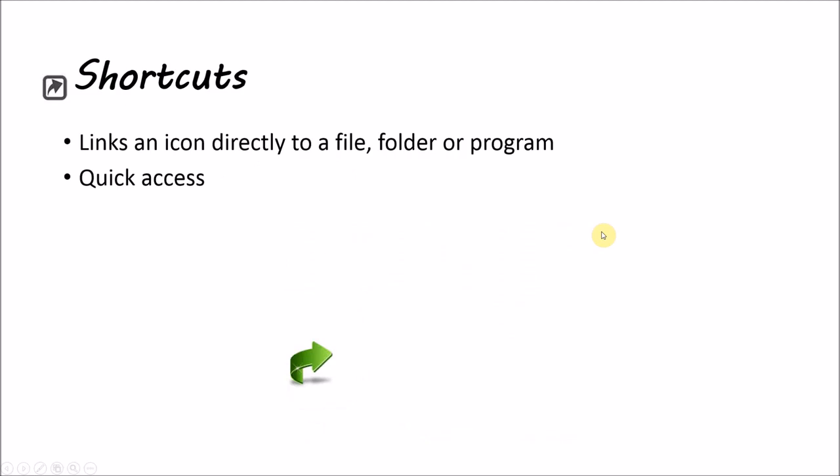Shortcuts link an icon directly to a file, folder, or program. So it's kind of like a quick access icon. Say you have a file that's buried inside of a folder or multiple levels down. You could create a shortcut to it and just click the shortcut to take you there or open it. Now they are often signified by these little tiny icons here in the bottom left of your icon itself. And I'll give you more examples of these in the demonstration coming up.